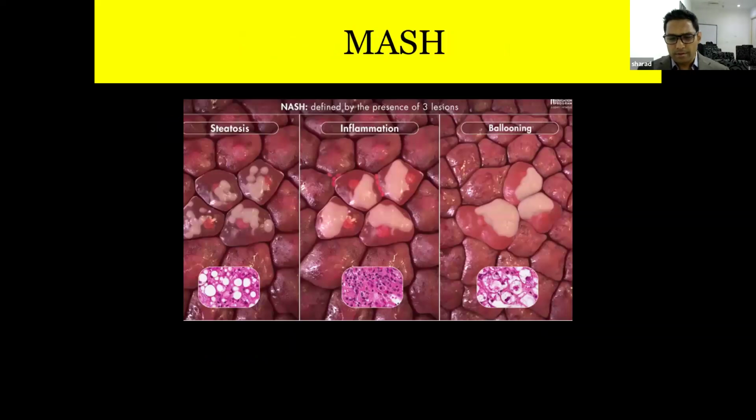Now, simple fatty liver to steatohepatitis. There are three criteria to call steatohepatitis. One, there should be fat. Two, there should be inflammation as marked by neutrophils. And third is ballooning of the cells.